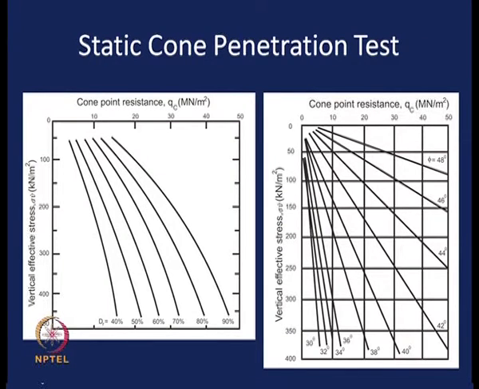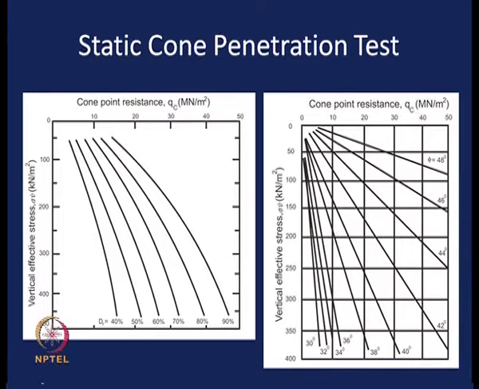Again, similar to the SPT value, from this SCPT test also various charts are available, where if we know the cone resistance or cone point resistance Qc, then by using these charts we can determine the relative density of the soil and the friction angle of the soil. This is for normally consolidated quartz type of sand. So, for granular soil we can determine the friction angle by using these charts.